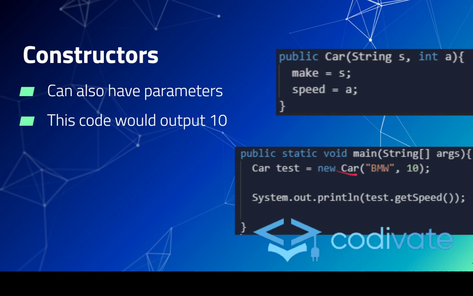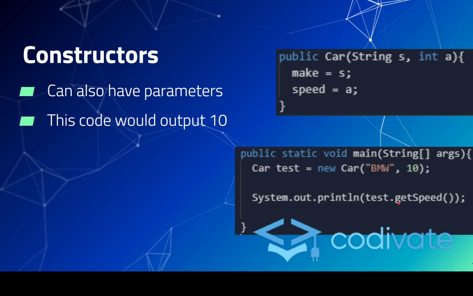So after you put this new here, then you call the constructor. So you say car, because that's the name of the method, and then in the parameters, in the arguments, you put BMW, right? You want a string. BMW is the make, so you put that in here, comma to separate the two, and then you want an integer, so you put 10. Now, what this does is it makes a new car, and it puts BMW in its make instance variable, and puts 10 in its speed instance variable. So now you can call another method called getSpeed, right?